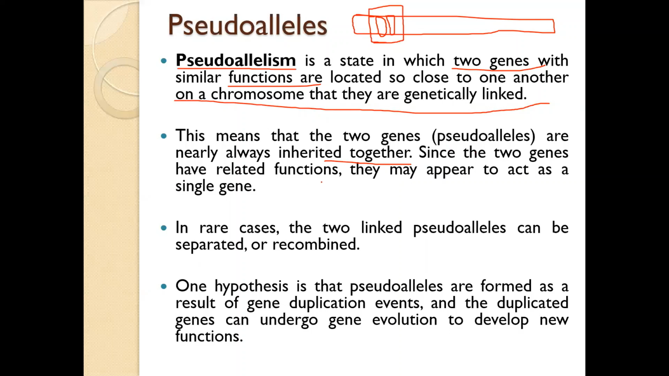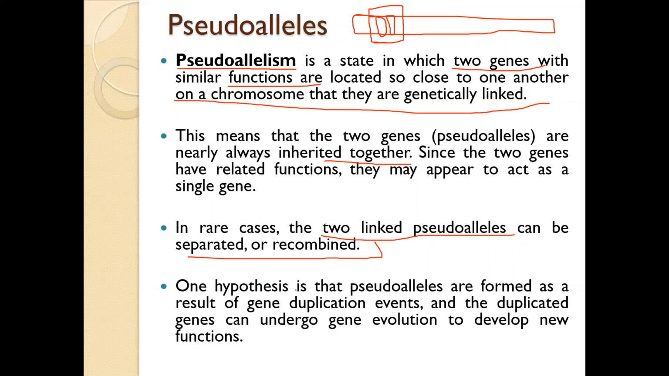Since the two genes have related functions, they may appear to act as a single gene. They are different. Their functions are related, and they are also inherited together. That is why it may look like they are a single gene, but they are two different genes. In rare cases, two linked pseudoalleles can be separated and recombined. You will learn in our subsequent classes, and in molecular biology classes, what recombination is.